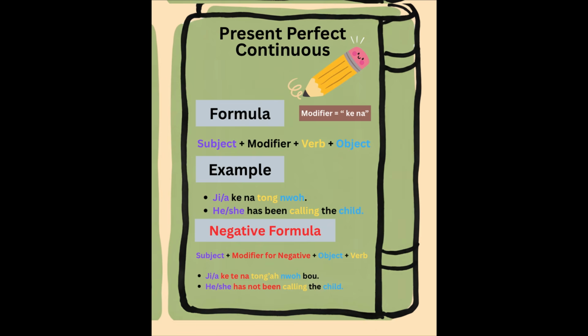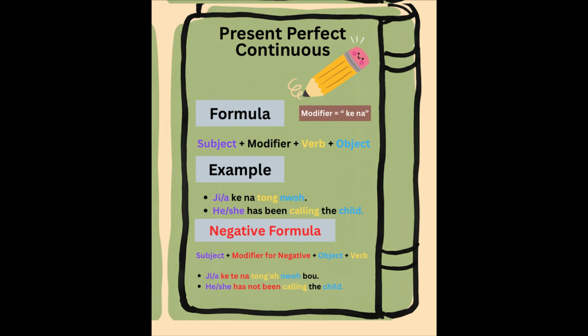Okay, I filmed this and realized that I made a mistake, so I'm not going to redo the video. So here goes nothing. For your present perfect continuous tense, the formula is pretty much the subject, the modifier, which is get na, and the verb plus the object. So for example, ju get nan tongomwa. He has been calling the child. Ju get nan tongomwa. He has been calling the child.